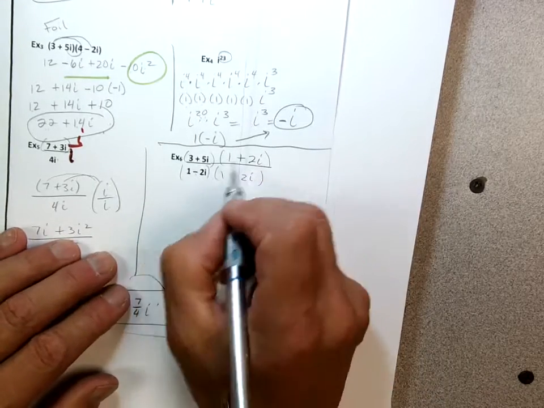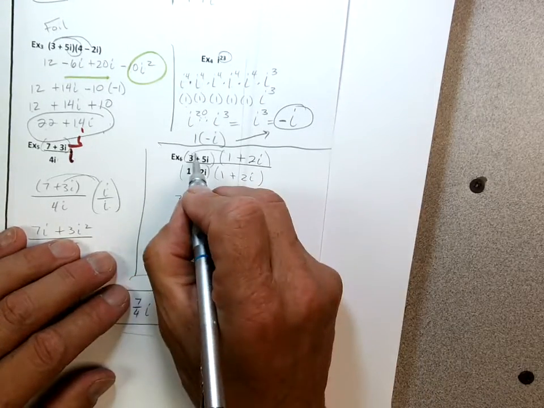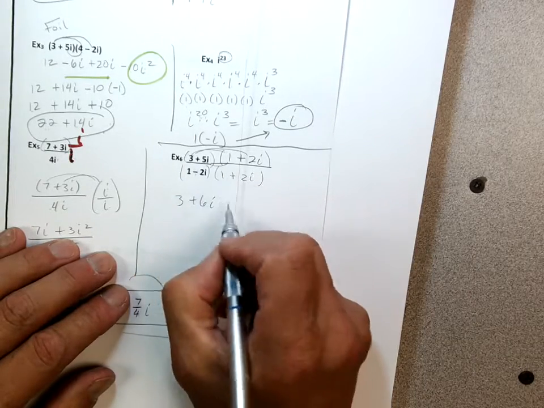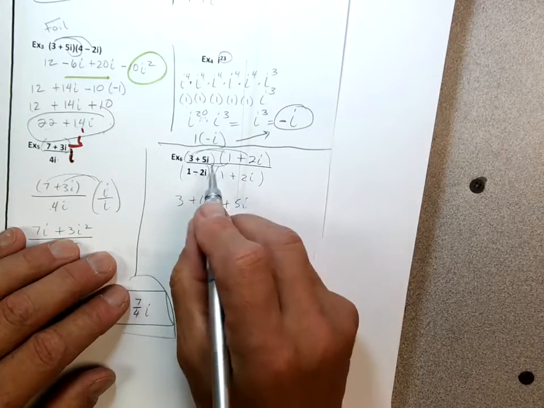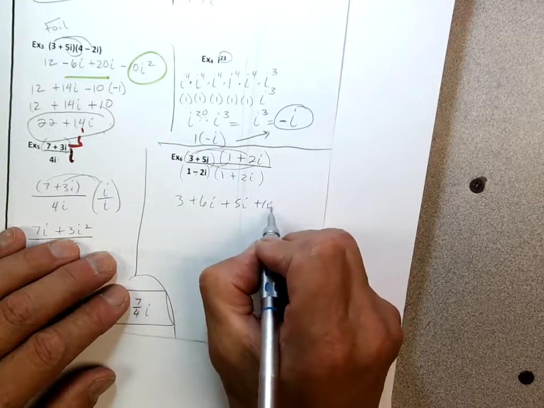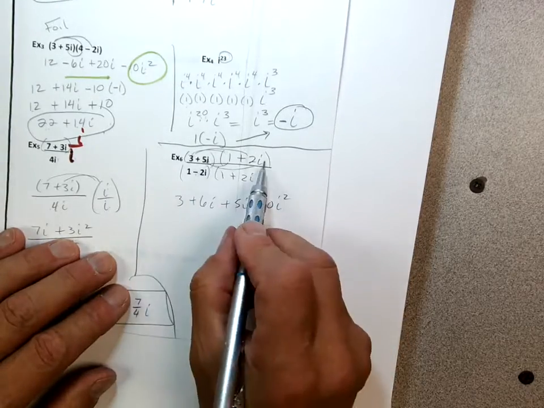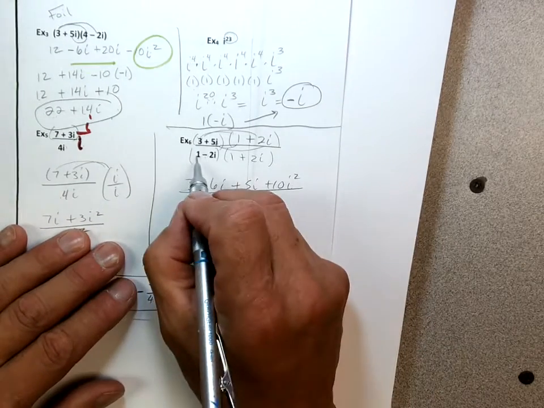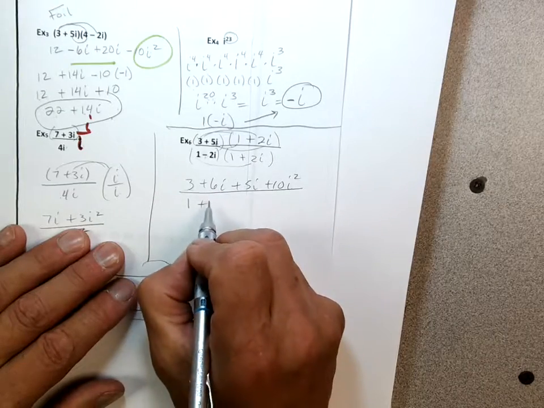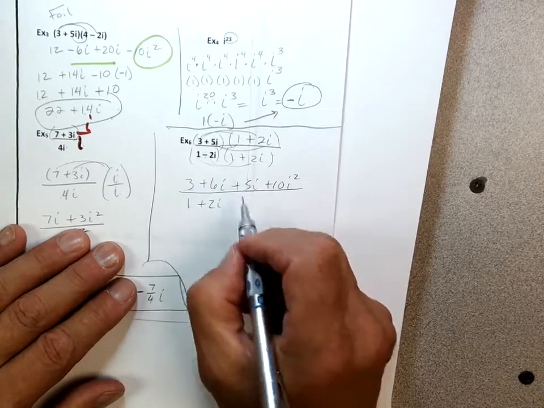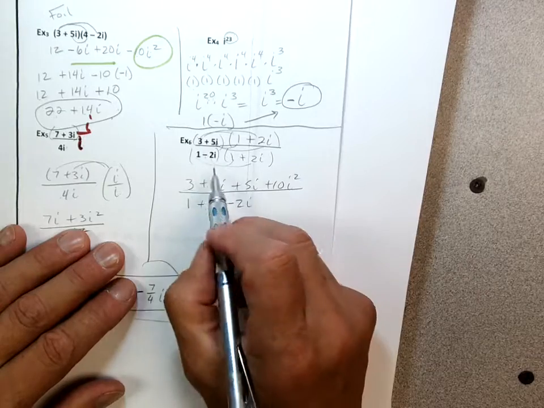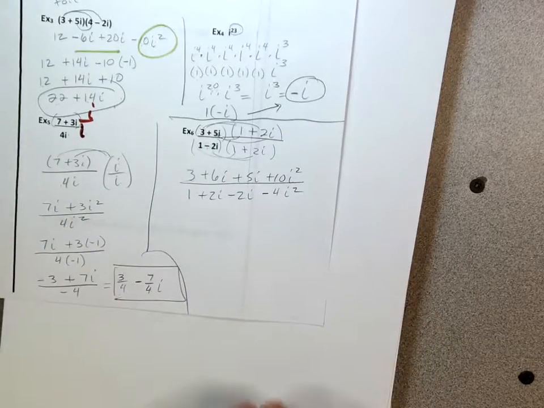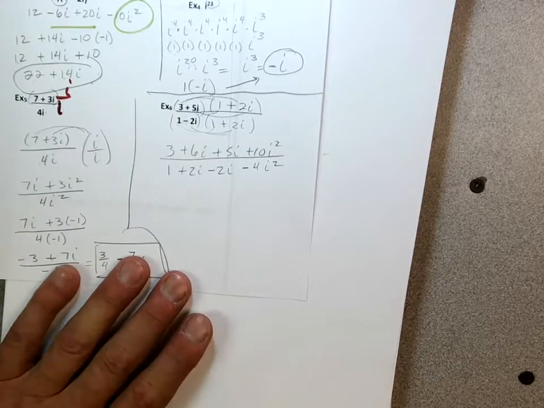So I'm going to multiply. I'm going to FOIL. I'm going to go 3 plus 6i plus 5i plus 10i squared, because i times i is i squared, over, let's FOIL this, 1 plus 2i minus 2i minus 4i squared. Okay, still don't have i out of the denominator, but I'm getting closer, okay?